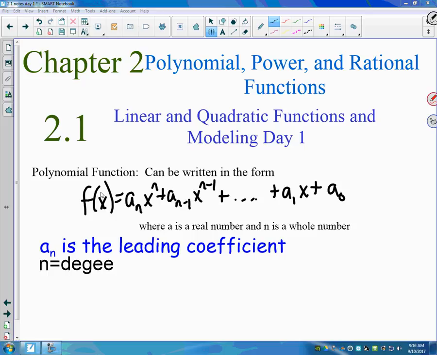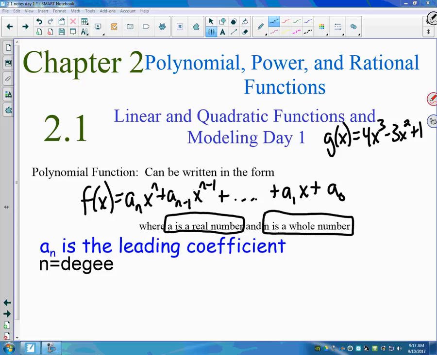But mostly polynomial functions, we normally write them with the highest degree first. That's the x to the n, and then we count down. And these are just the coefficients all the way down till you have the last number. So an example of that would be g of x equals 4x cubed minus 3x squared plus 1, right? That's a polynomial. Really important: a is a real number, so polynomials have only real number coefficients, and n is a whole number.